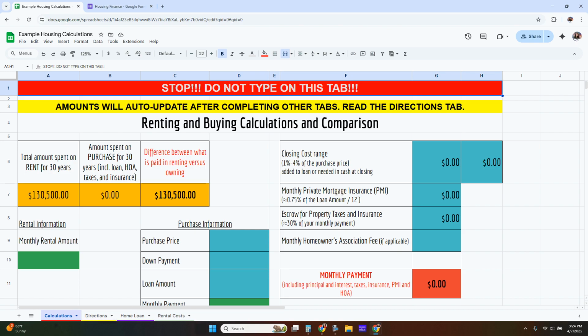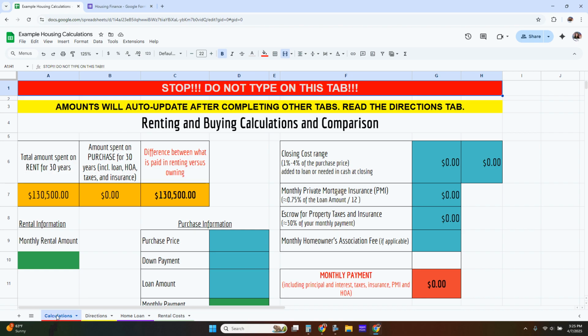You'll see down here at the bottom, there are 4 tabs: calculations, directions, home loan, and rental costs. Again, on this calculation sheet, you are not going to type anything. If you do, you're going to mess up the formulas and everything's going to come back wrong. You're going to have to reset and start from the beginning.